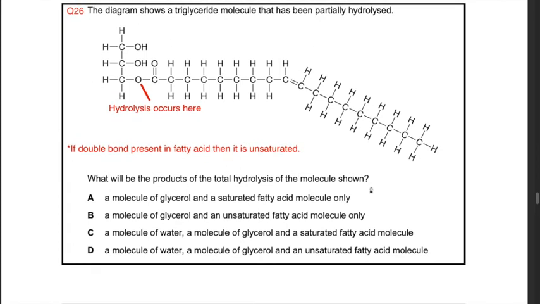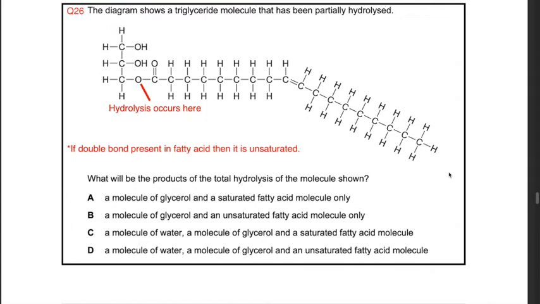Question 26. The diagram shows a triglyceride molecule that has been partially hydrolyzed. What will be the products of the total hydrolysis of the molecule shown? I have marked where hydrolysis will occur. Hydrolysis occurs where there is a presence of an ester bond, and I have already marked where it is present. Therefore, if hydrolysis occurs there will be 2 molecules formed.